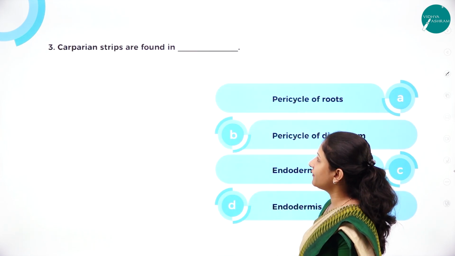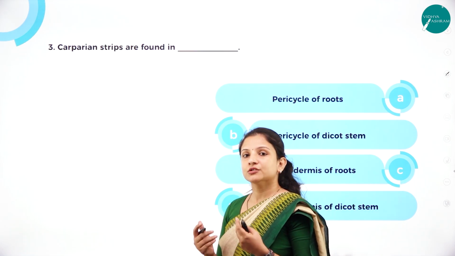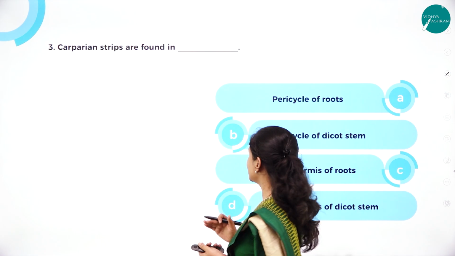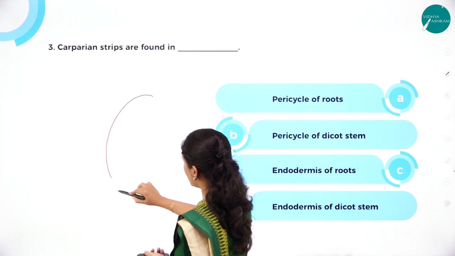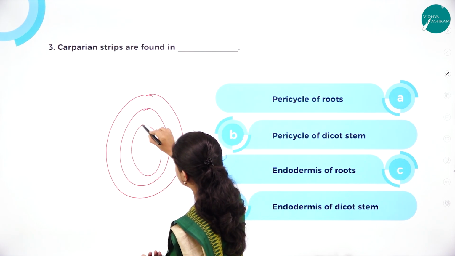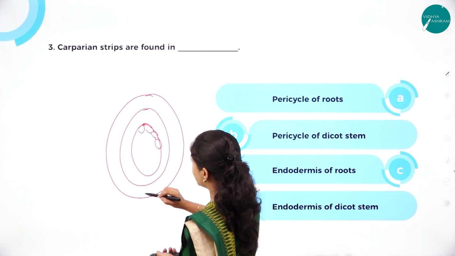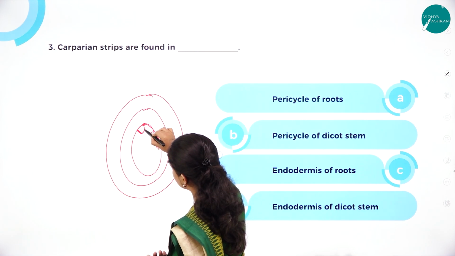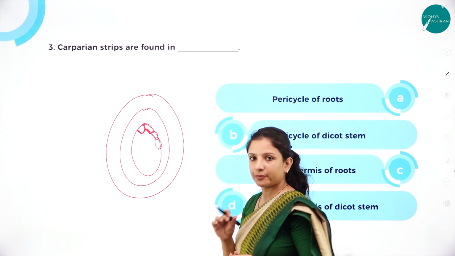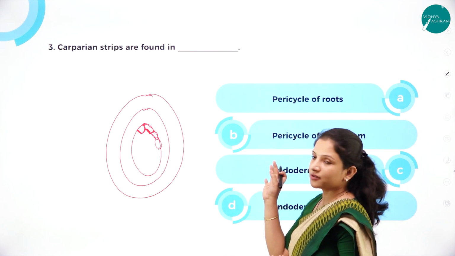Next, Casparian strips are found in. There is something called Casparian strips which we need to know. We had learned that there is something called endodermis and something called pericycle. We have the outermost layer which forms the epidermis, then comes the cortex, and inner to the cortex we have the endodermis. The endodermis is also made up of elongated parenchyma cells. Here they have suberin depositions, tangentially and radially, like this. If suberin depositions are there, then we call that Casparian strips.